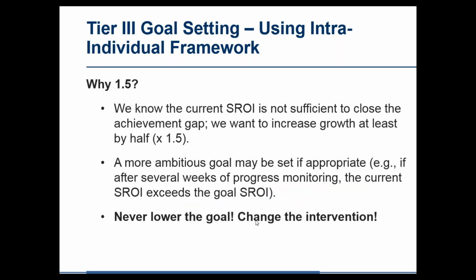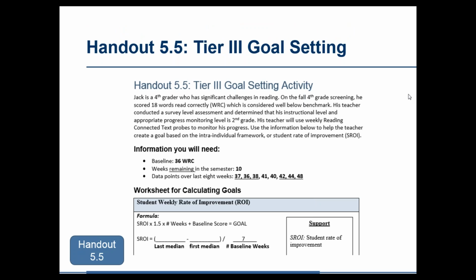So why do we use a 1.5 growth rate? We know that student rate of improvement is not sufficient to close the achievement gap. So we want to increase the growth to at least 1.5 times what it previously was. A more ambitious goal may be set if appropriate. You should never lower the goal or change the intervention. Or rather, you should change the intervention and never lower the goal.